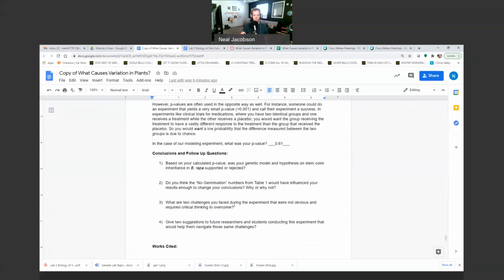Okay, so based on your calculated p-value, and you can use either one, just make sure you specify which p-value you used, whether it was the class data or the individual data. Was your genetic model and hypothesis supported or rejected? Remember, if the p-value is high, it supports the model. If the p-value is low, below 0.05, we reject the model, because that means the chance that the differences were due to chance was very small.